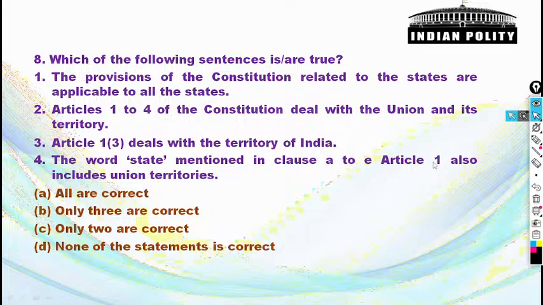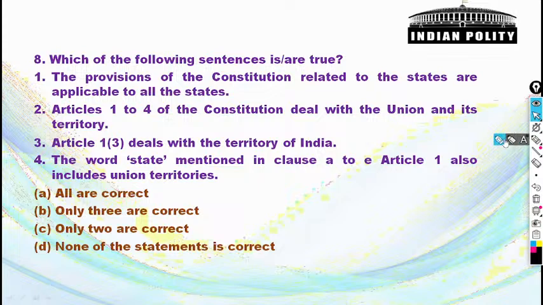Which of the following sentences is untrue? The provisions of the Constitution related to the states are applicable to all the states. Articles 1 to 4 of the Constitution deal with the Union and its territory. Article 1 clause 3 deals with the territory of India. The word state mentioned in Article 1 also includes Union territories. Article 1, Union of States, also includes Union territories.